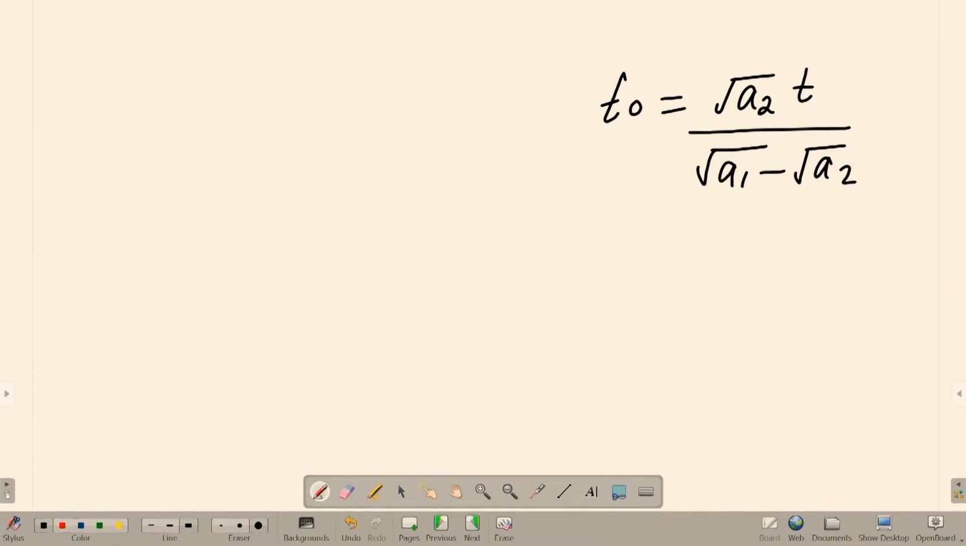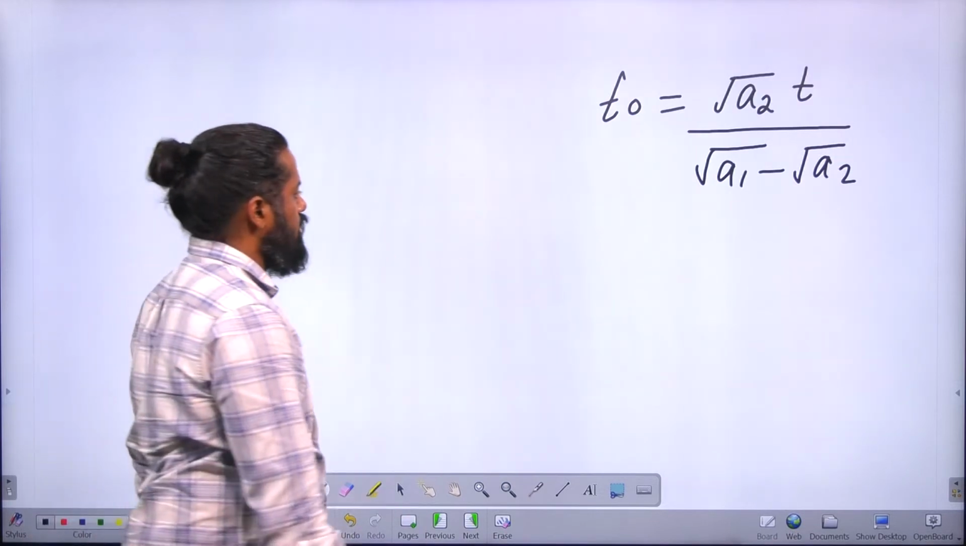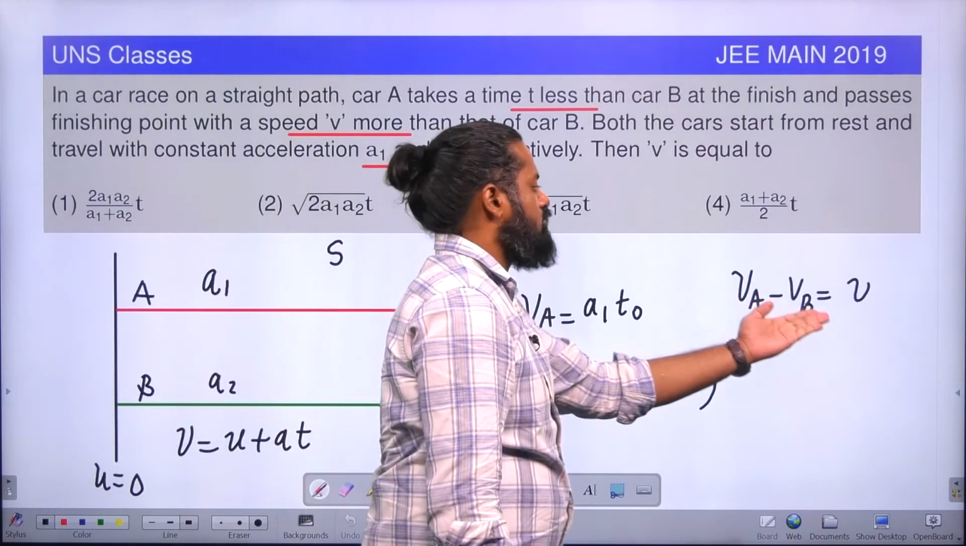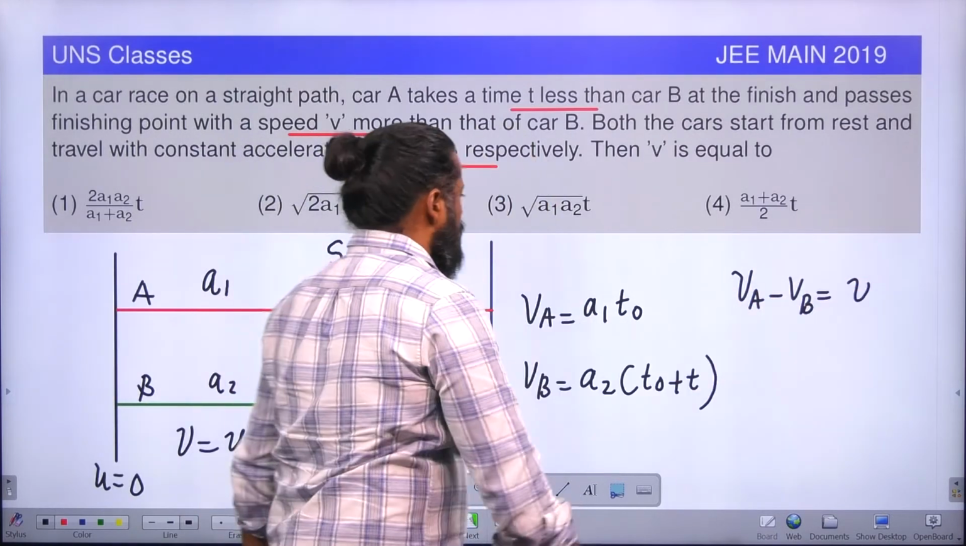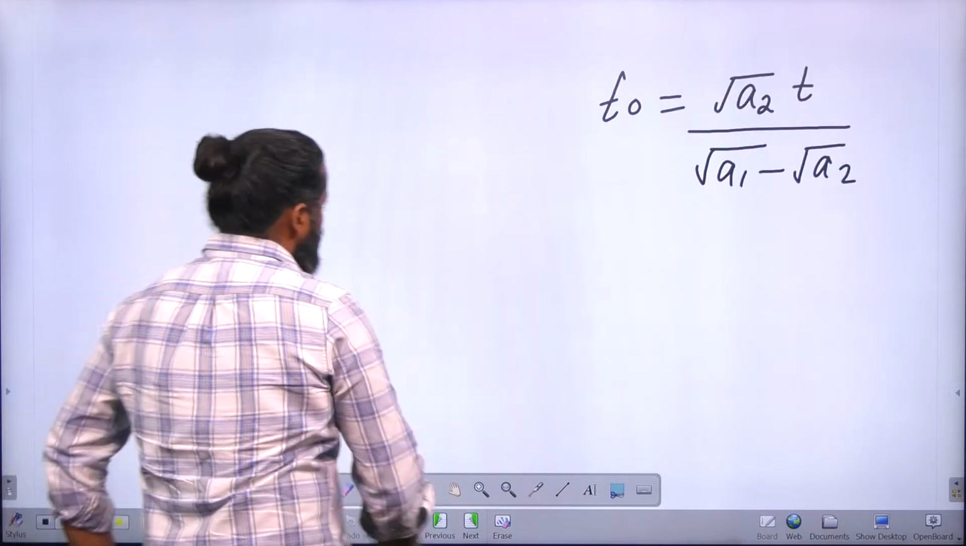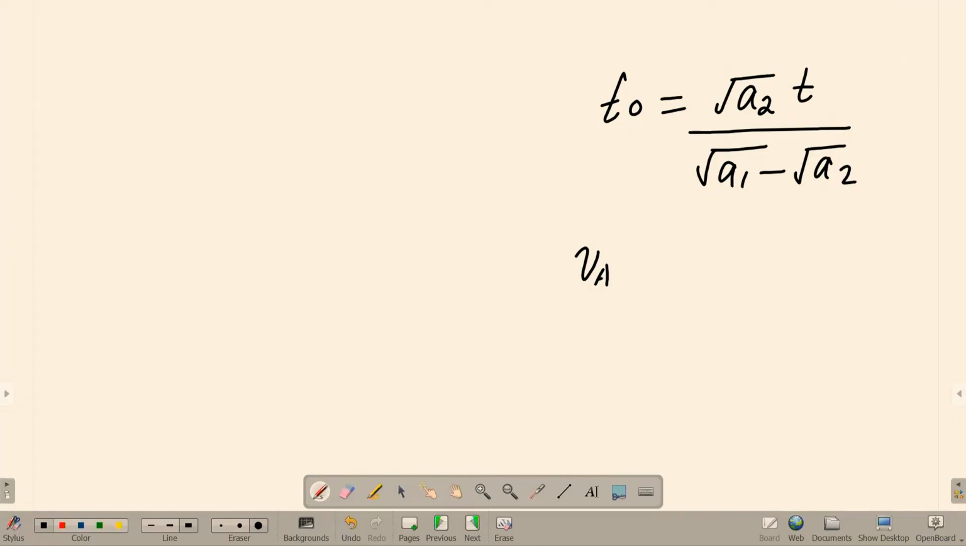We can do one thing: substitute this in the initial equation. What is the initial equation? You remember the velocity difference equation is there, right? Va minus Vb is equal to v. Let us expand that part. What is Va? a1 multiplied by t0, minus what is Vb? Vb, you know, is a2 multiplied by t0 plus t, the additional t seconds it is taking, and that is v.